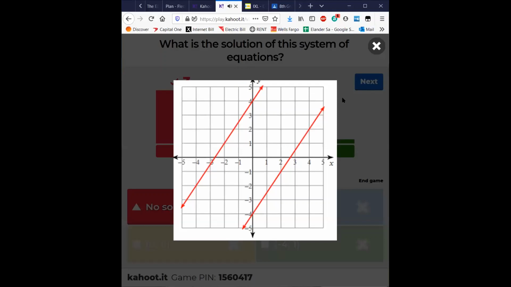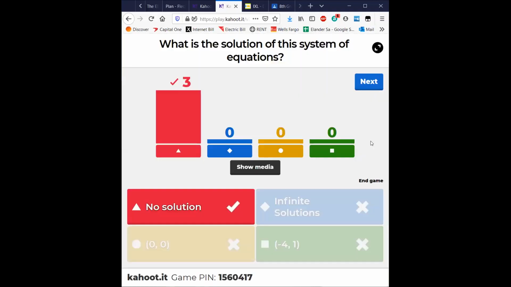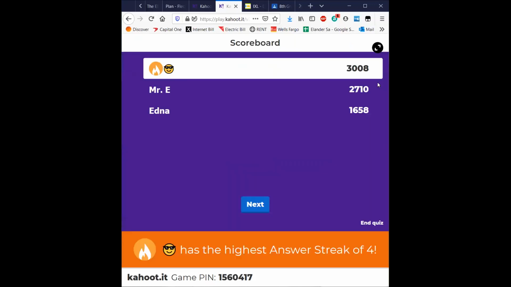Good job. No solution, right? Because they're not intersecting at all. They're parallel. And even if we want to check, because they might look like they're parallel, but they might slowly converge and end up hitting somewhere out here. Rise 3, run 2. Rise 3, run 2. Gets me to another point. Rise 3, run 2. Okay, they have the same slope. So, all right.